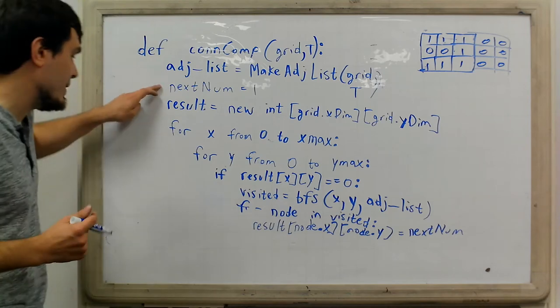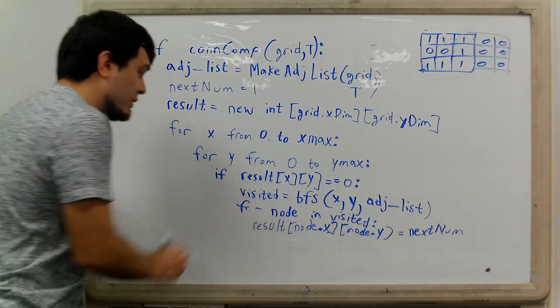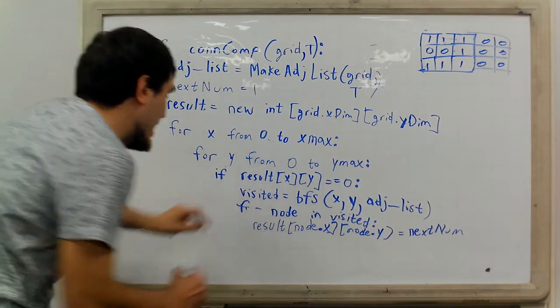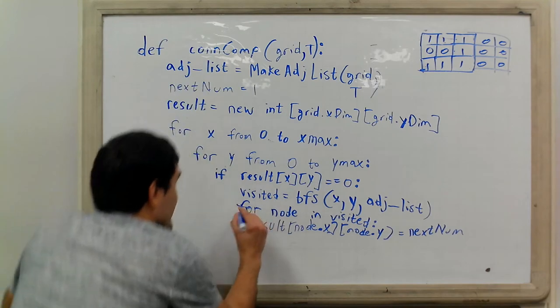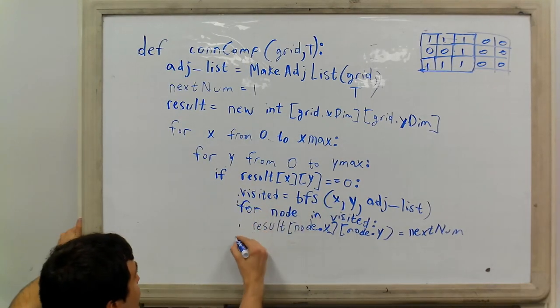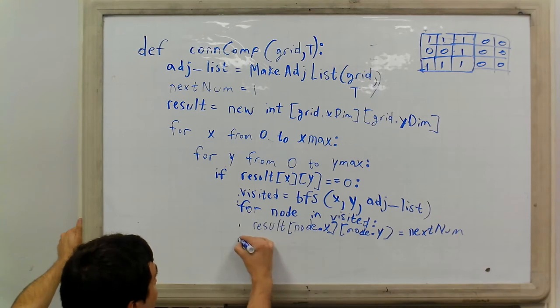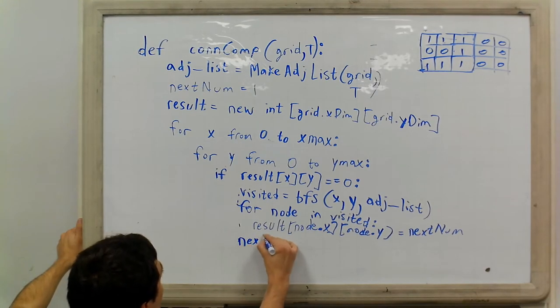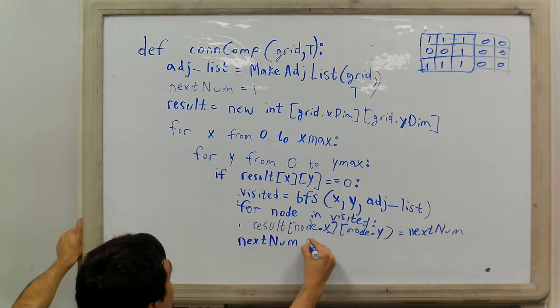Of course we have to increment the next number at some point. So we do this after we've completed this loop. If we did go into the situation where we assign something to a new component, then at that point we increment this number, we increment next number by 1.